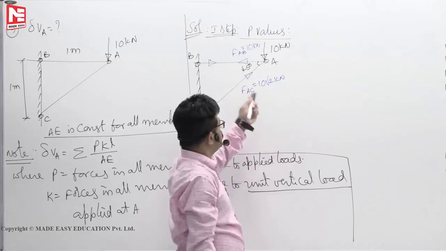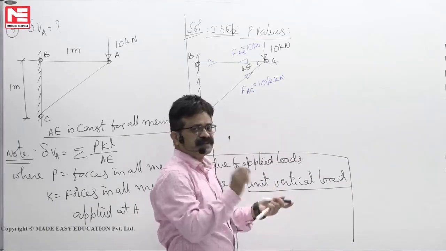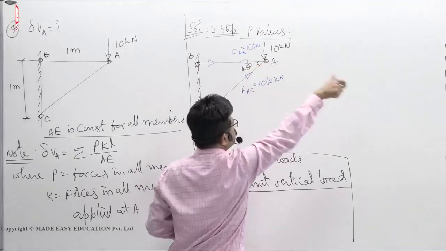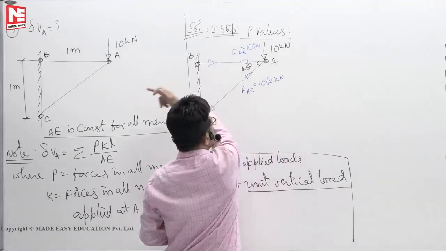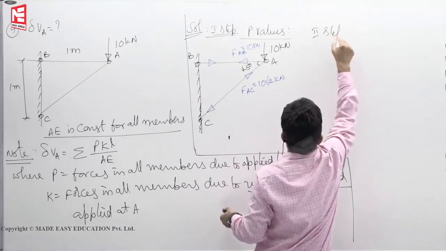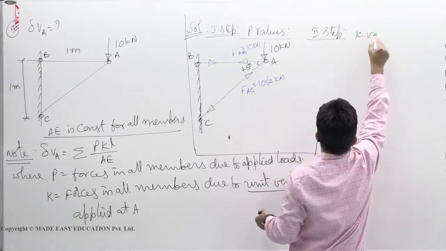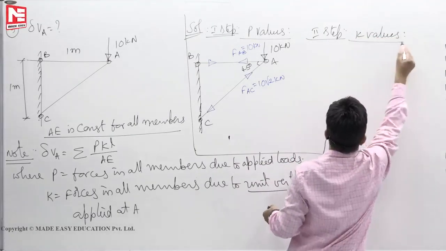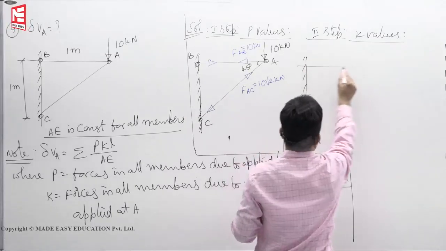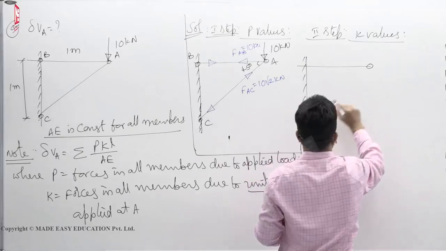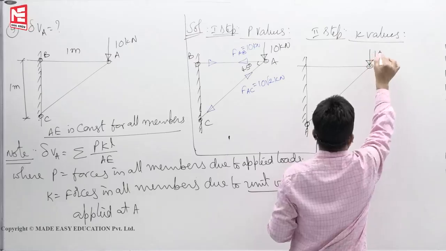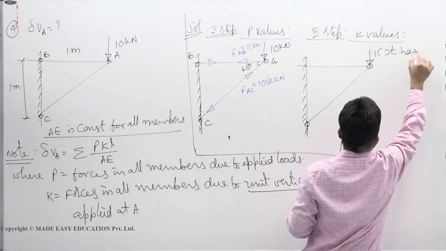That's all. You don't have to explain this even in the rough work. Simply 10, so 10 root 2 balances. Then in the x direction, 10 root 2 cos 45 on the right side means 10 on the right side, 10 on the left side. Issue closed. Then second step: K values. Now you have to apply unit load 1, and this 1 has no units.